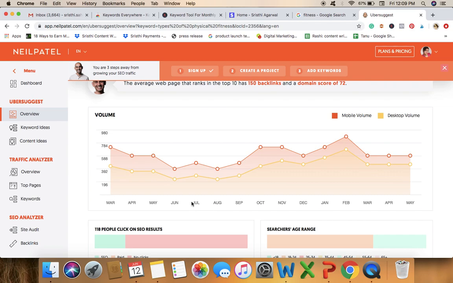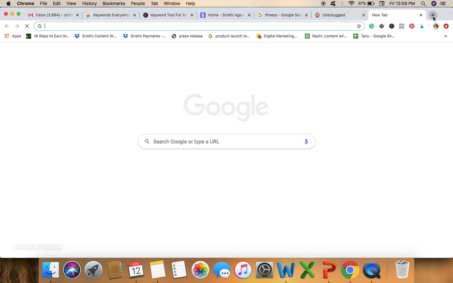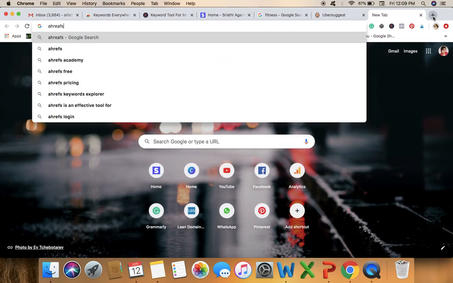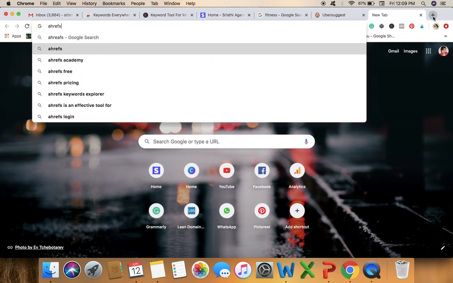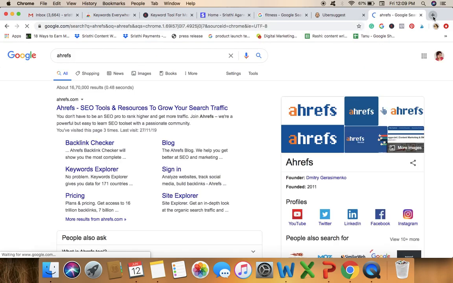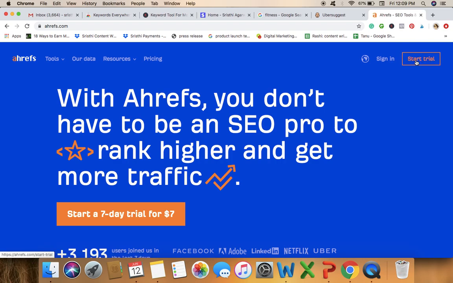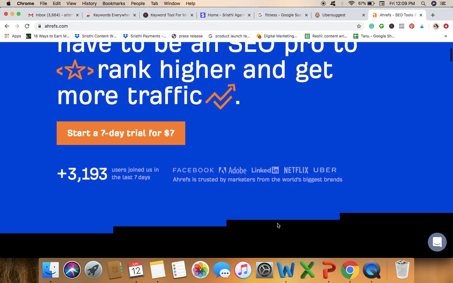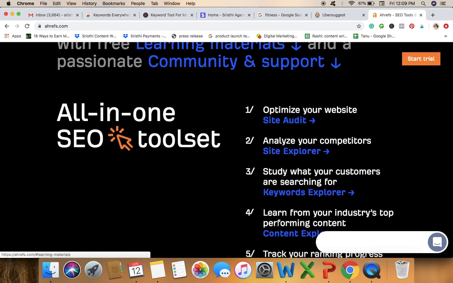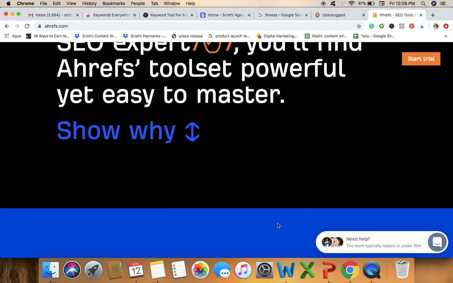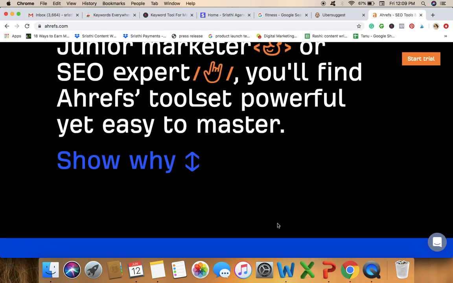There is another tool called Ahrefs, but that is a very, very costly software, and therefore I don't recommend anybody buy it, especially if you're a beginner. I think you get some free trial for this. Yeah, there is a start trial. You just get a 7-day trial for $7. So if you want to check out this tool, you can get it. Else, if it's not possible, just stick to those free software and try to make the best out of it.